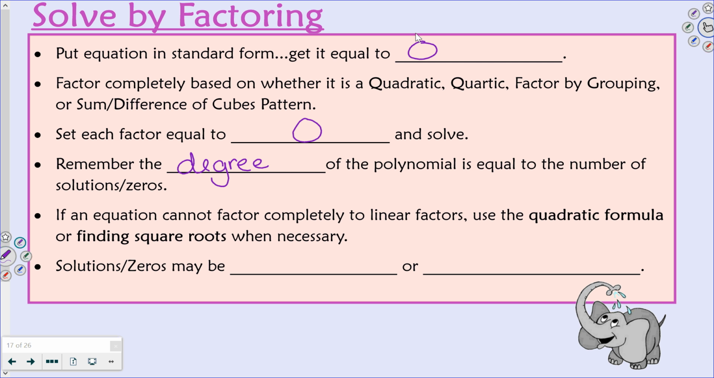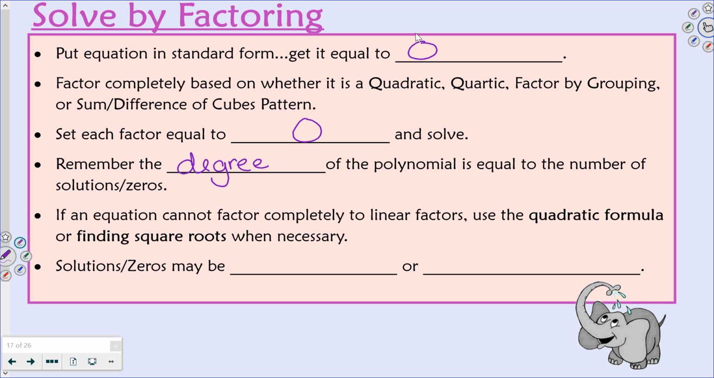This is where it's real important to notice that, because it's easy to forget some of your answers. Or baby brother gets lost somewhere through your problem. Make sure you don't lose him. He's going to give you answers you need. If an equation cannot factor completely to linear factors, so meaning back down to like x plus 5, right? So it's really easy to solve.